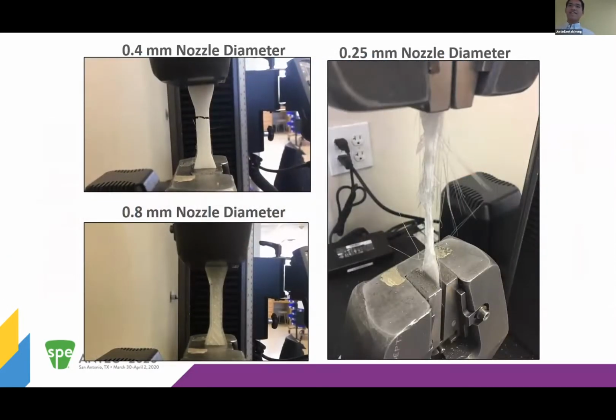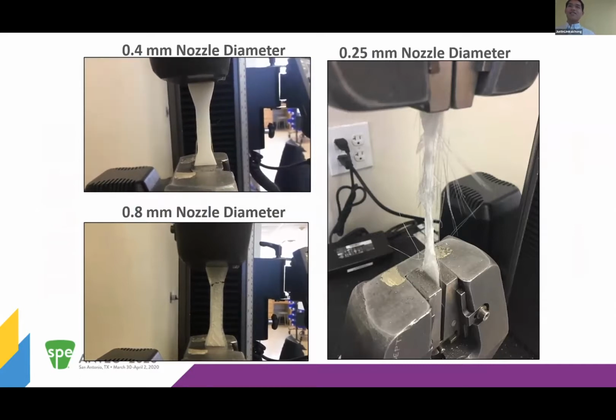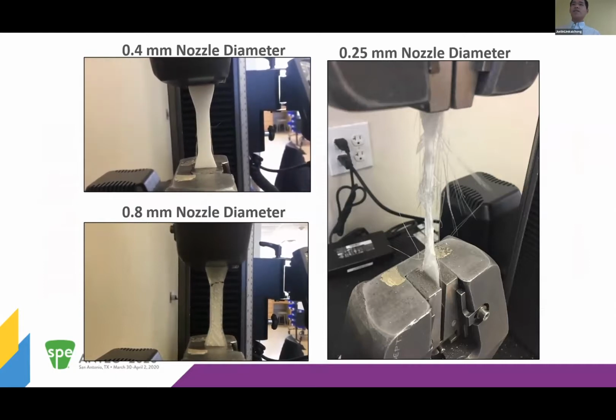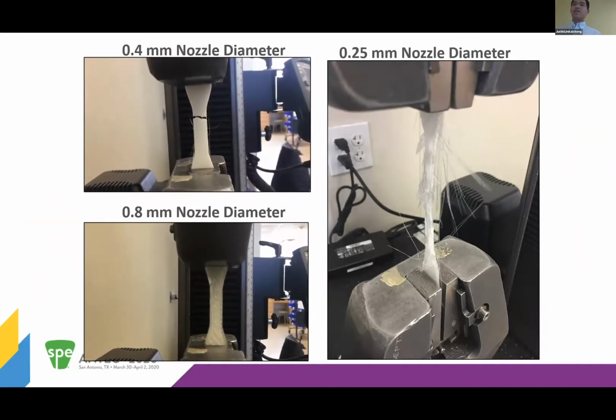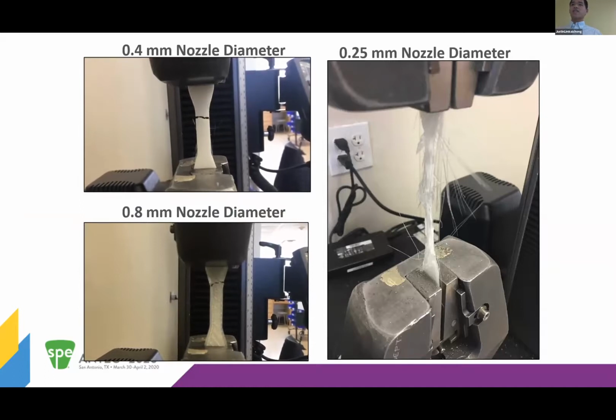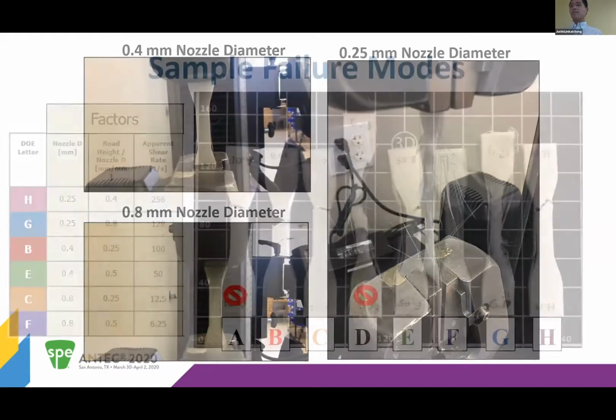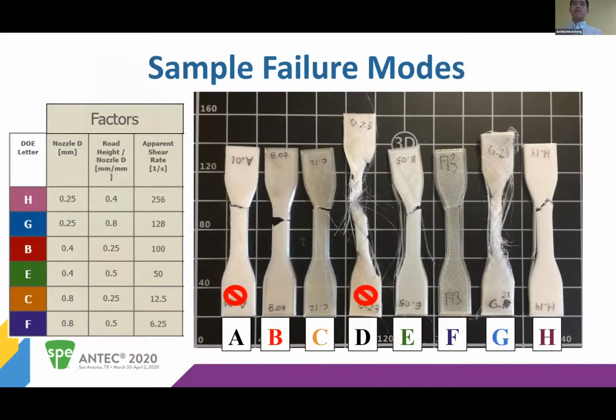So here are the tensile videos that we did. You typically see a brittle failure in our 0.4 and 0.8 millimeter nozzle diameters, while you see this interesting fiber-like breakage in our smaller nozzle diameters at 0.25. It's quite interesting, because at some points it's basically just one line of filament once you pull it to a certain length. So here are the different sample failure modes that we got. Again, we see a brittle failure in the larger nozzles, and more of a fibrillar breakage in the smaller nozzles.